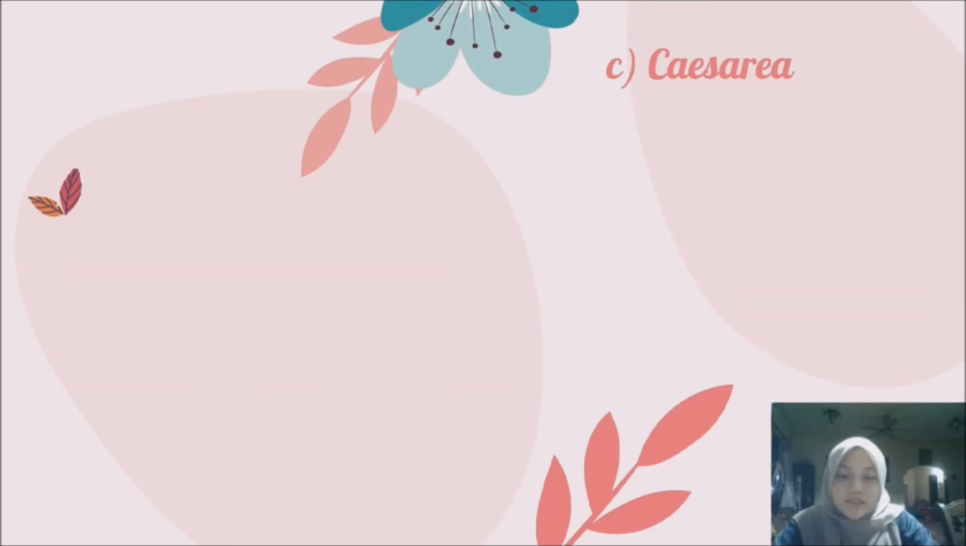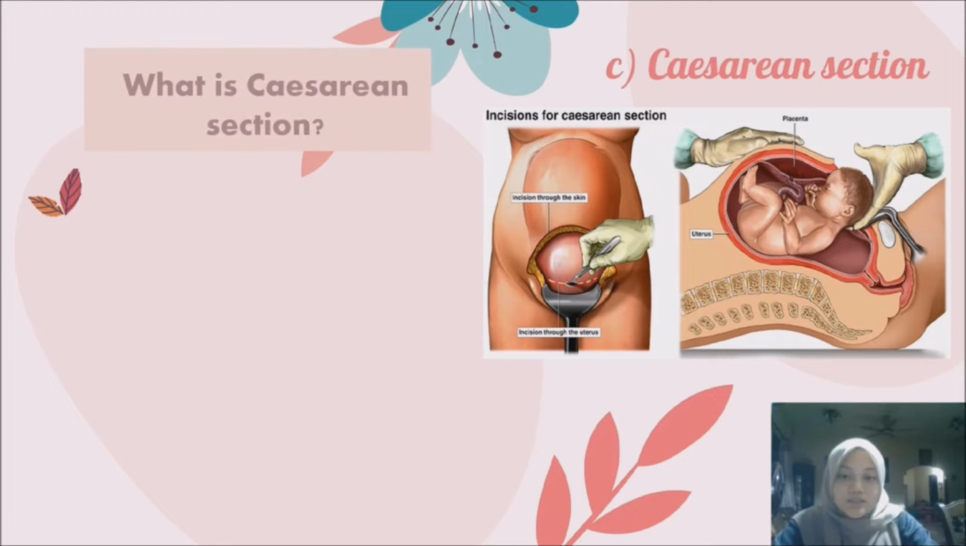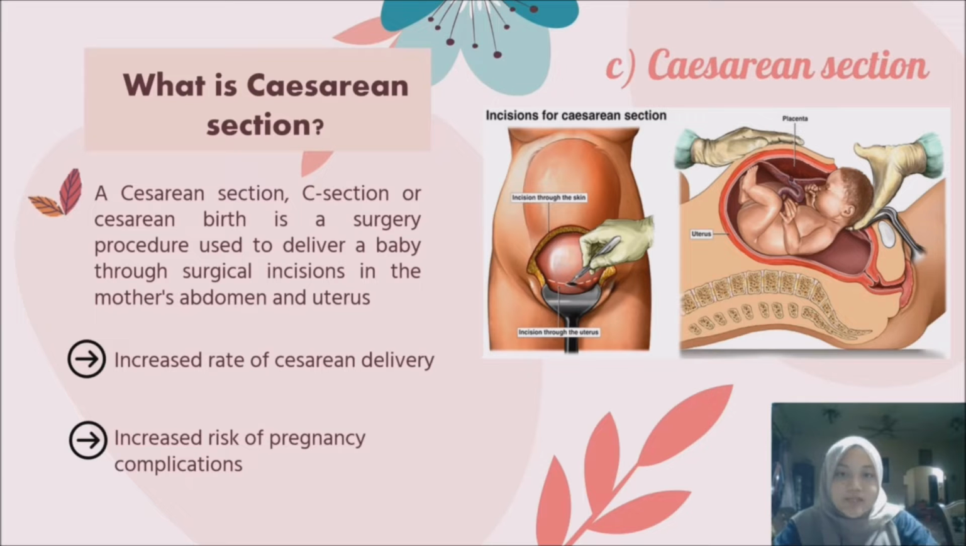Next, obese mothers also have a high risk of getting a cesarean section. Cesarean section, C-section or cesarean birth, is a surgical procedure used to deliver a baby through surgical incisions in the mother's abdomen and uterus, and this actually increases the rate of cesarean delivery. Also, there is increased risk of pregnancy complications.